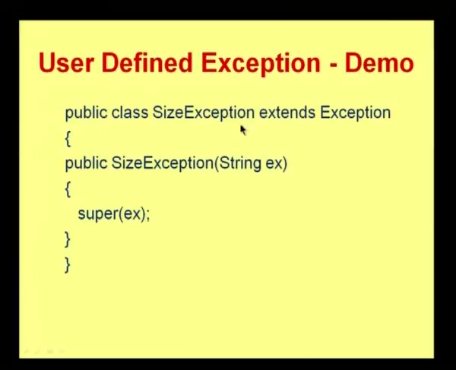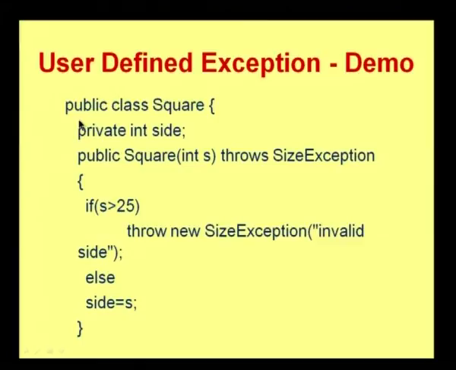Public class SizeException extends Exception. I have written an exception called SizeException, and in the constructor I have called super, my base class constructor. I have a class called public class Square and a variable called side in that. Now you can see that this public Square throws SizeException, which means it is likely to throw SizeException.